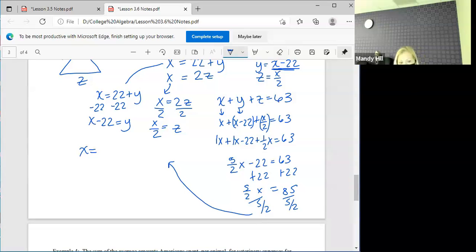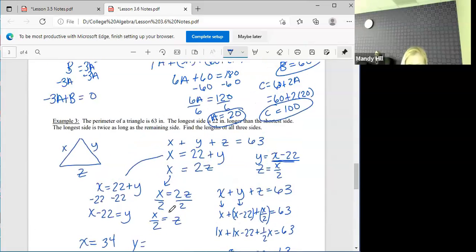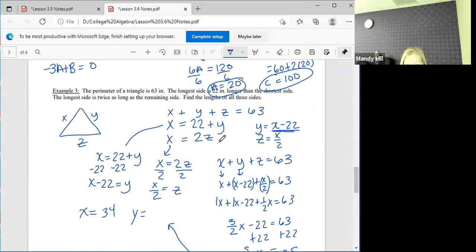Okay, it's 34. So X is 34. Okay, Y is, do I have any equations up here that tells me what Y is? Y is X minus 22, right? We could do that. Y is X minus 22. Make sure I write everything. So Y is 34 minus 22. So what, 12?